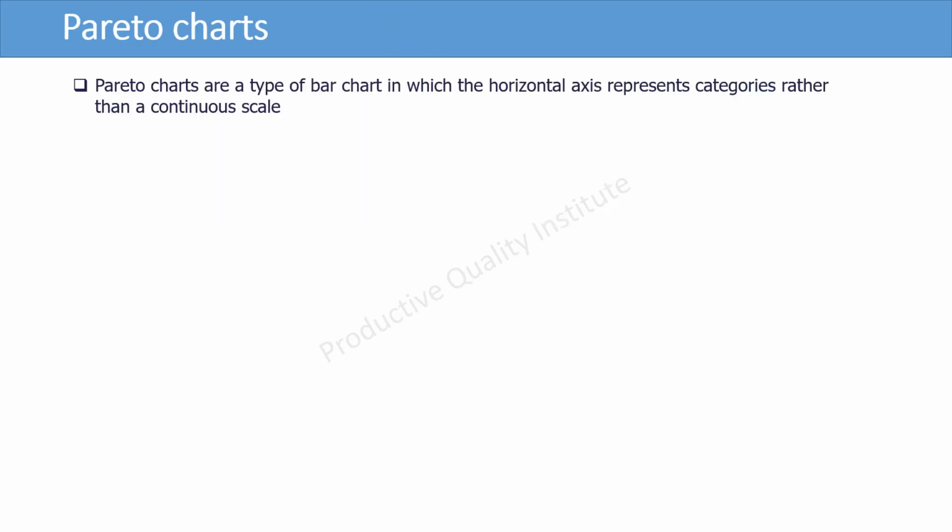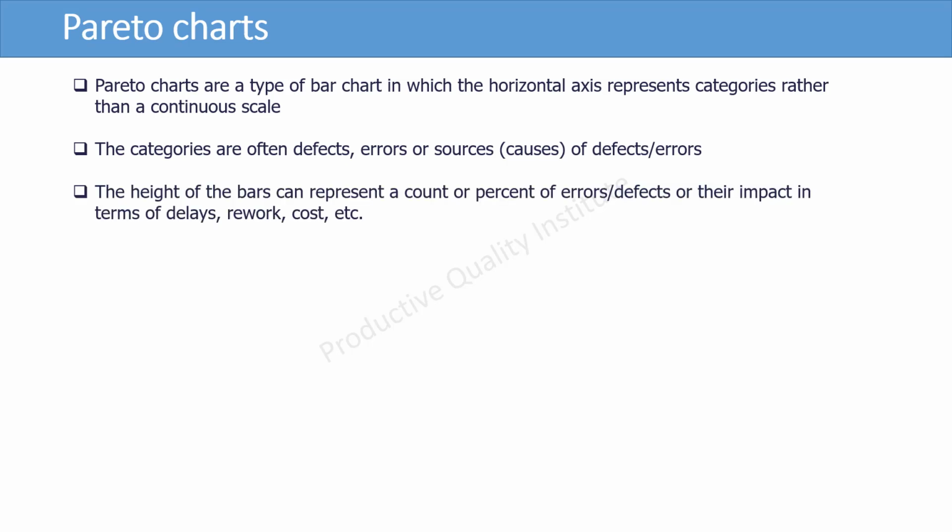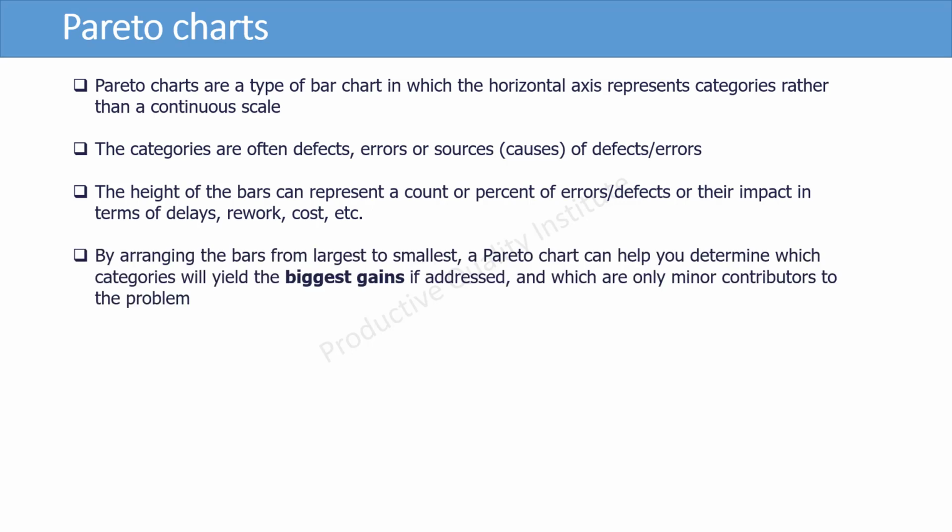Pareto charts are a type of bar chart, in which the horizontal axis represents categories, rather than a continuous scale. The categories are often defects, errors, or sources of defects, or causes of errors. The height of the bars can represent a count, or percent of errors or defects, or their impact in terms of delays, rework, or cost, etc. By arranging the bars from largest to smallest, a Pareto chart can help you determine which categories will yield the biggest gains if addressed, and which are only minor contributors to the problem.